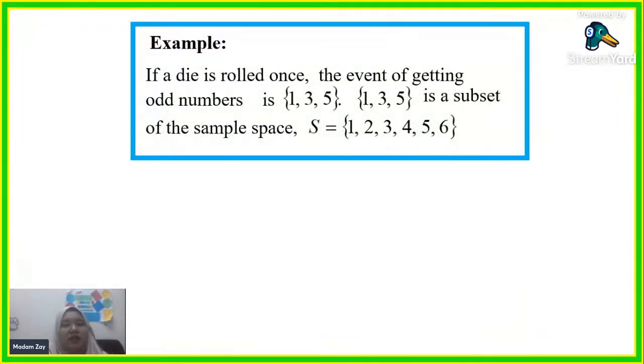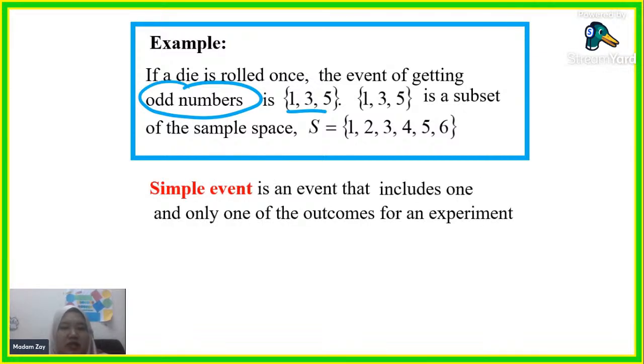Let's see some examples. If a die is rolled once, the event of getting an odd number is: we have 1, 2, 3, 4, 5, 6, so the odd numbers are 1, 3, and 5. So 1, 3, and 5 is a subset of the sample space S, which is 1, 2, 3, 4, 5, and 6. This is an event: odd number is an event from the sample space when a die is rolled.